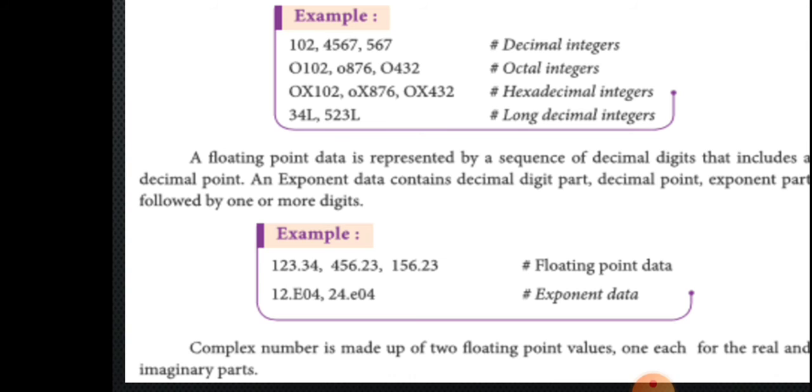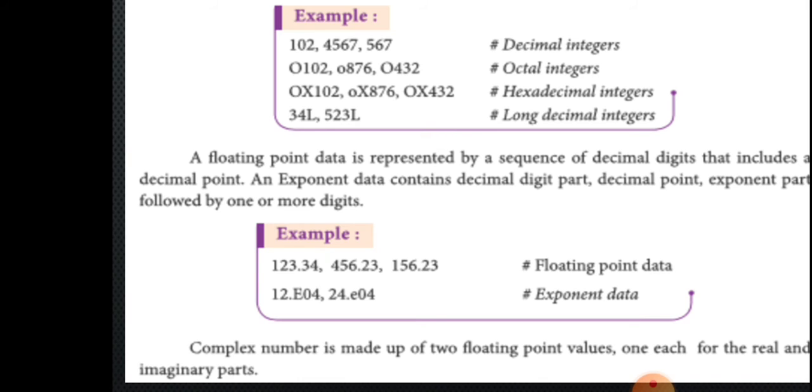See the second example, 12.E04, that is 10 to the power 4. In mathematics we represent it as 12 into 10 to the power 4. The same thing in the Python programming language we can represent using exponent data, that is 12.E04. Either we can use capital letter E or small letter e. 12.E04, 24.E04. We can use both uppercase and lowercase letter e for representing exponent data.